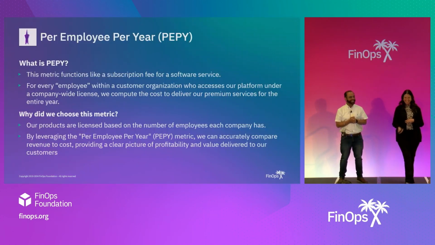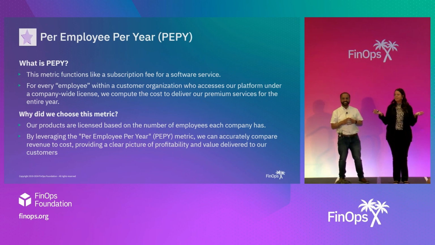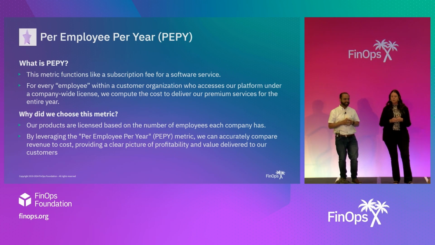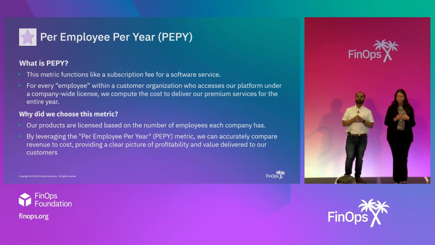Let's look at that. All right, so our superstar metric is what we call PEPI at Deltek. And if you talk to our leaders in our cloud product and finance teams, they all know what PEPI is. We've gotten to the point where that is kind of common language across all of our different groups. So our PEPI metric is the cost to deliver our cloud products per employee per year.